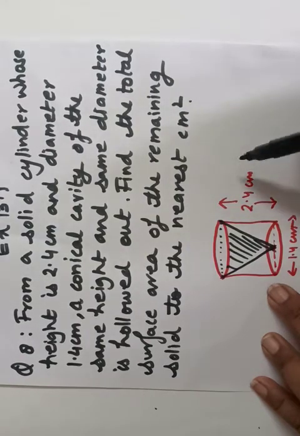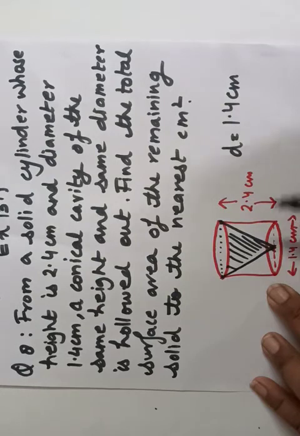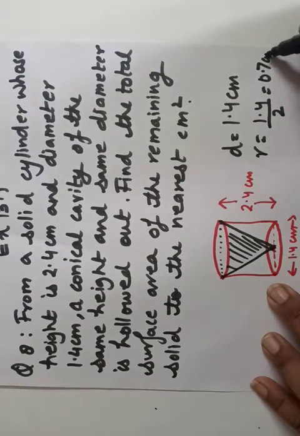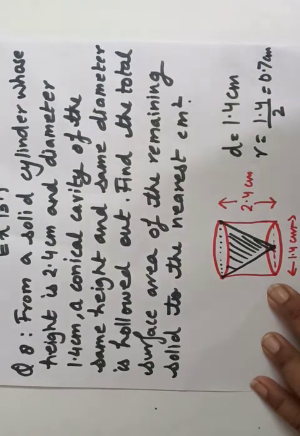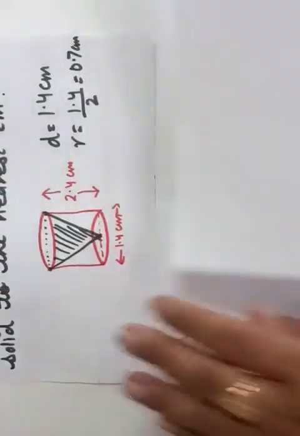Here D is equal to 1.4 centimeter for the cylinder as well as for the conical cavity. It means R is equal to 1.4 upon 2, that is equal to 0.7 centimeter. Now we have to find the surface area. So how can we find the surface area for this given solid?